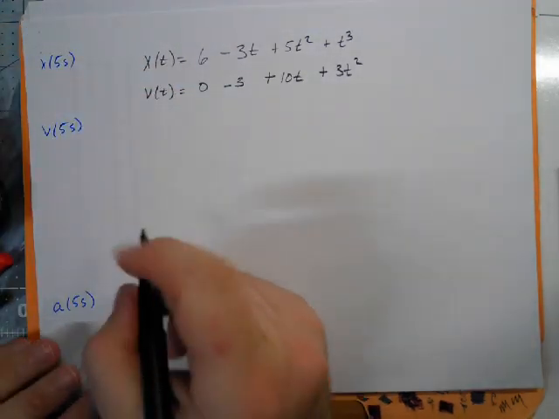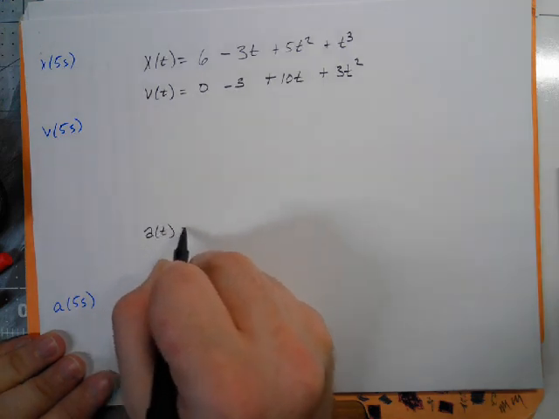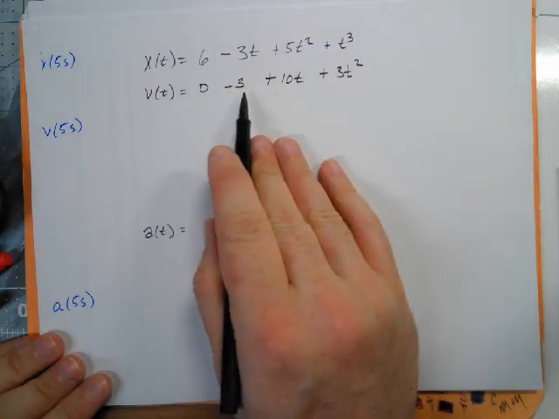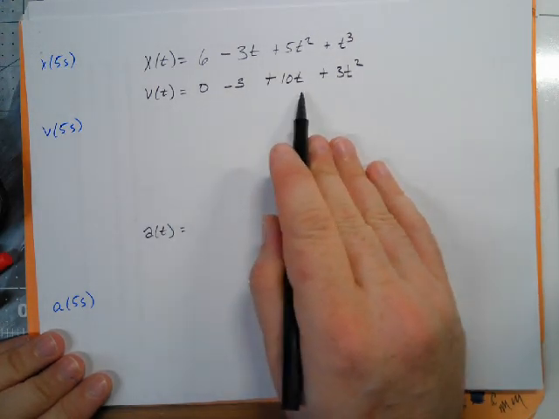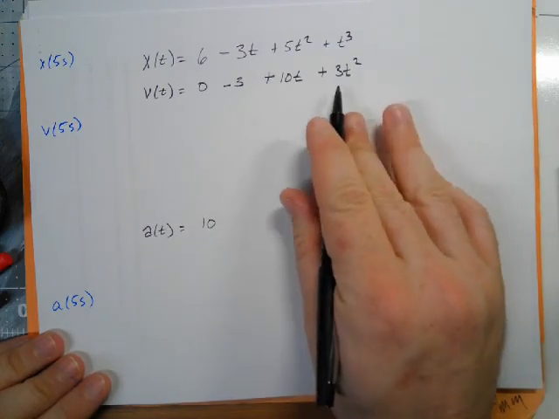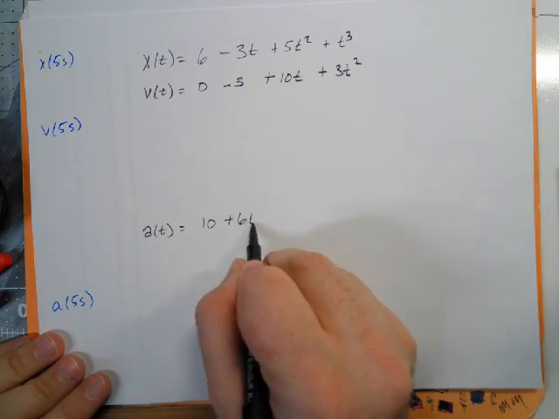So for the acceleration, we're just going to take the derivative of this term. So the derivative of these two terms are 0. And for 10t, we have 10. And for this t squared term, we have 6t.